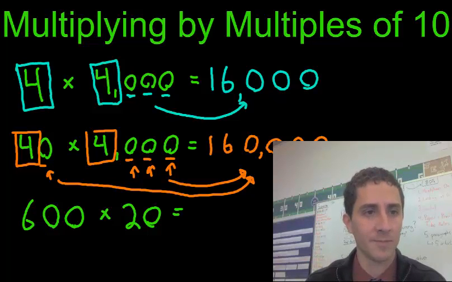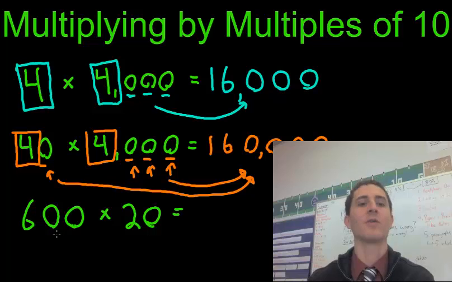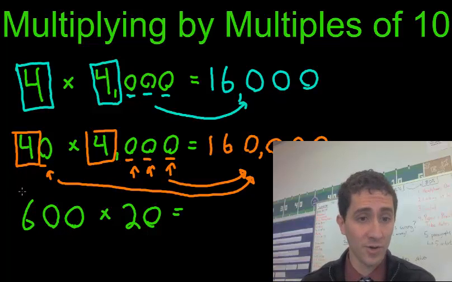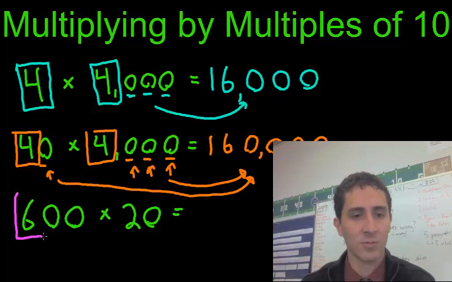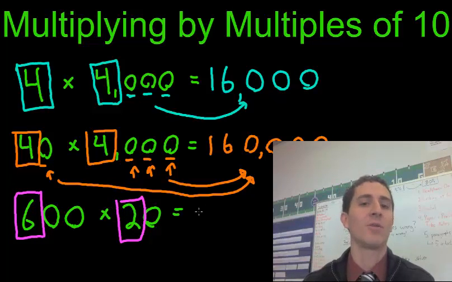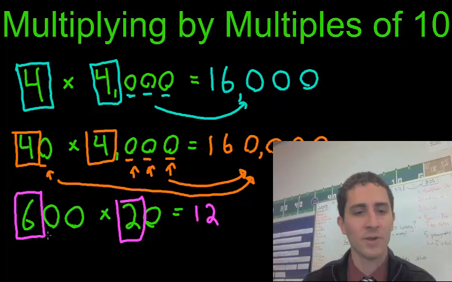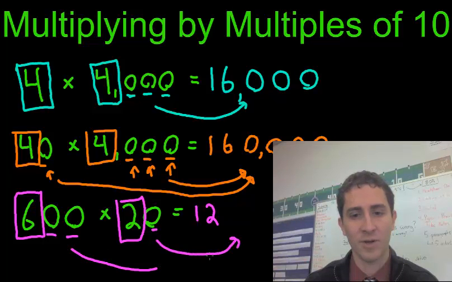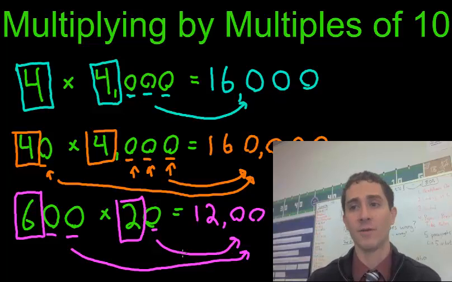Let's try our last one here. On this one, I have 600 times 20. I'm going to ignore all my zeros at the end again and just do 6 times 2. We know 6 times 2 is 12. Then how many zeros will I put on the end? Well, I have to count both numbers now. So 1, 2, 3. I'll bring all of those zeros to the end of my answer. So 3 zeros at the end. Okay, the answer is 12,000.